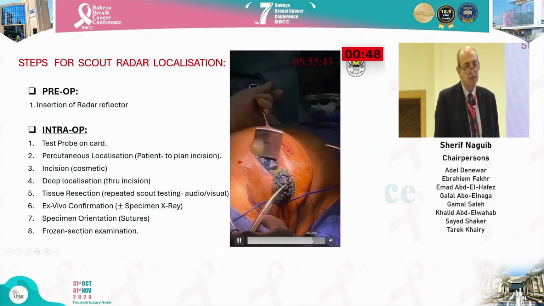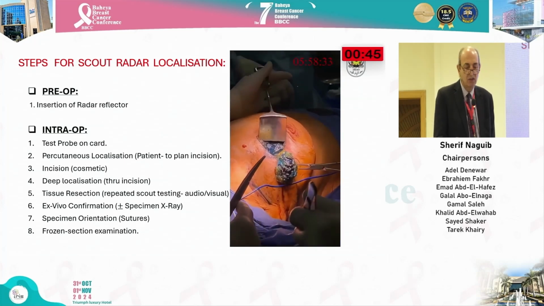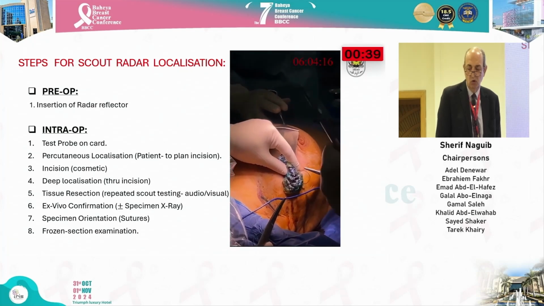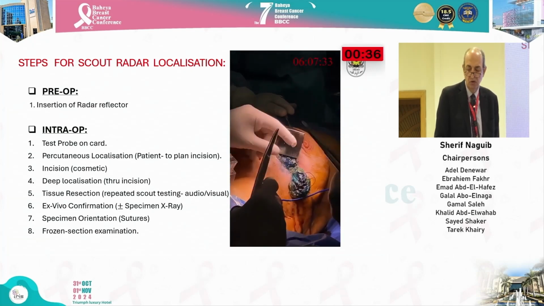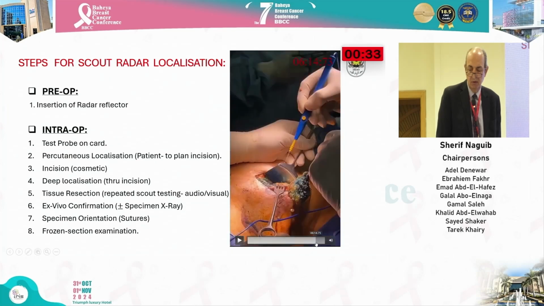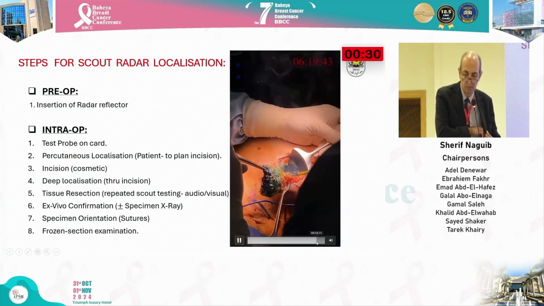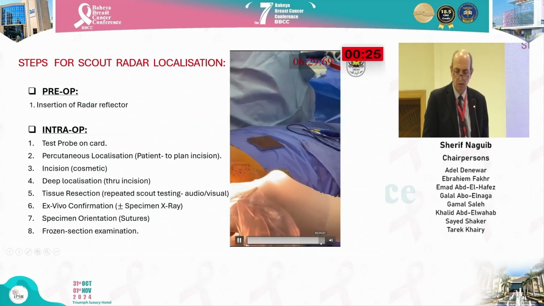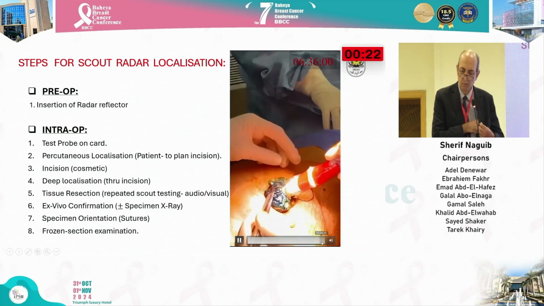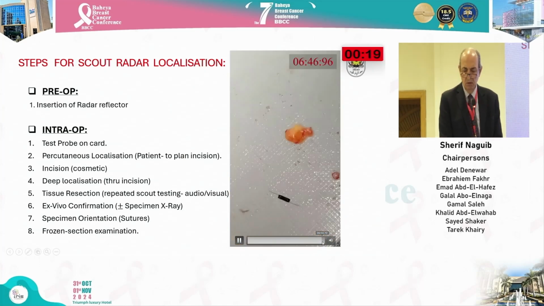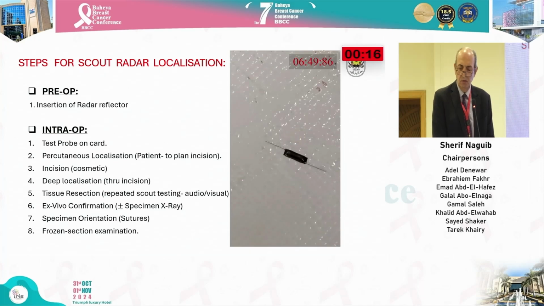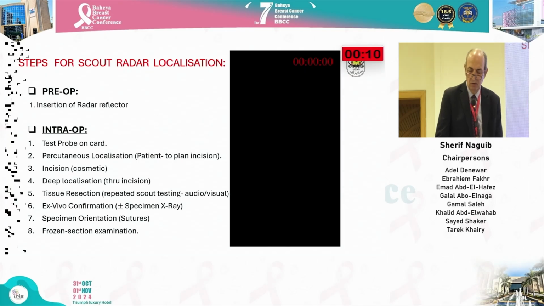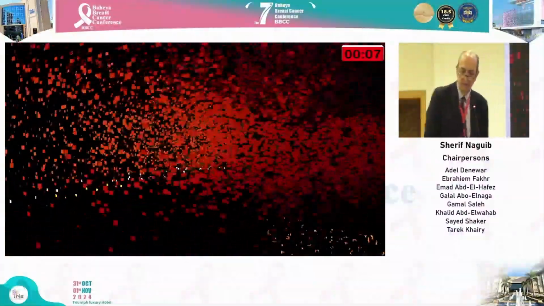Because the problem with the wire is that you cannot really predict where the end of the wire is. So you always take a generous piece of tissue all around the wire to make sure you don't cut the lesion in two. And this is the reflector after it was taken out from the lumpectomy specimen. And I thank you very much for your attention.